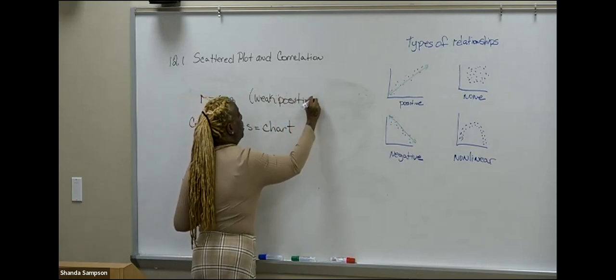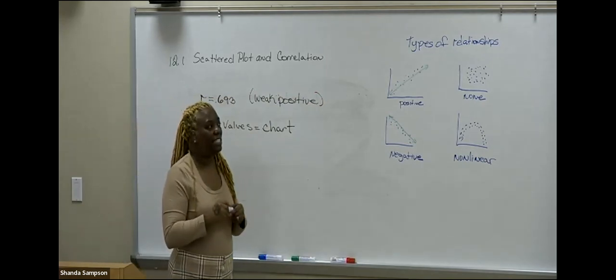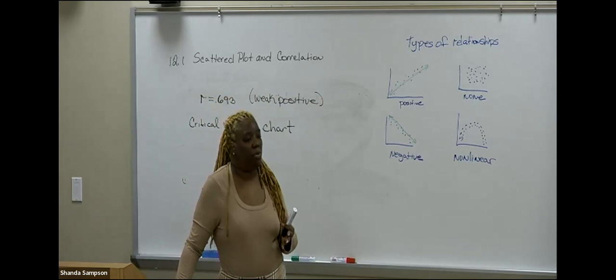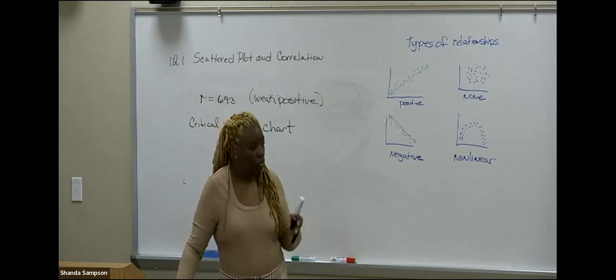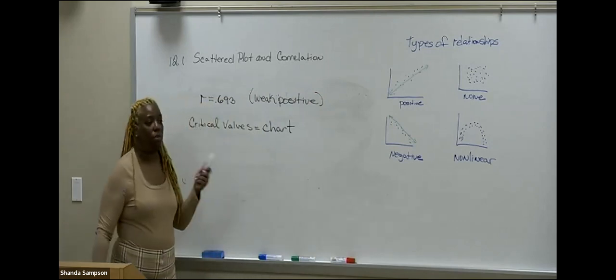All right. But it's weak positive, but is it statistically significant? Is it something that we want to research? Is it something that we want to take a look at? Do we want to do anything with it? So that's why we need critical values that come from a chart.